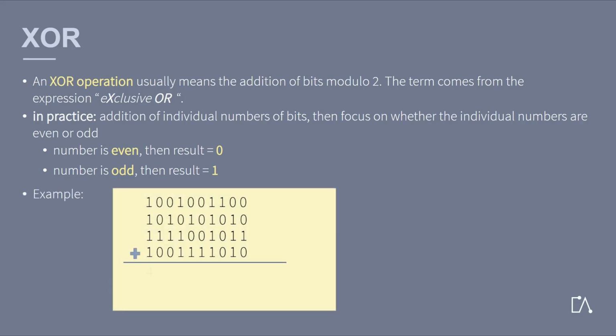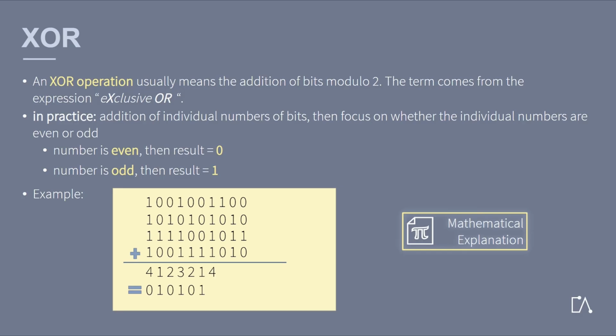First of all, we add the individual numbers of the bits up in the way we are used to. And then we check whether the number is even or odd, resulting in a 0 or a 1. If you want to look at a more mathematical explanation, click on the button on the right. Also note, that the usual symbol for this operation is a plus in a circle, meaning the calculation should be actually written down as shown.